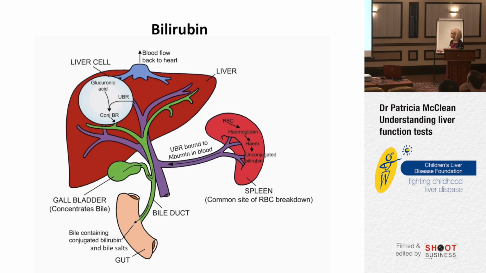So if you're a newborn baby and maybe you're breaking down more red cells than you should, you produce too much of this unconjugated bilirubin. But if you've got something wrong with your liver, then it's actually after the conjugation that the bilirubin starts to rise in the blood. So we talk about the two types of bilirubin. And if you've got raised conjugated bilirubin in the blood, we know it's liver disease. If it's raised unconjugated, it's not liver disease.